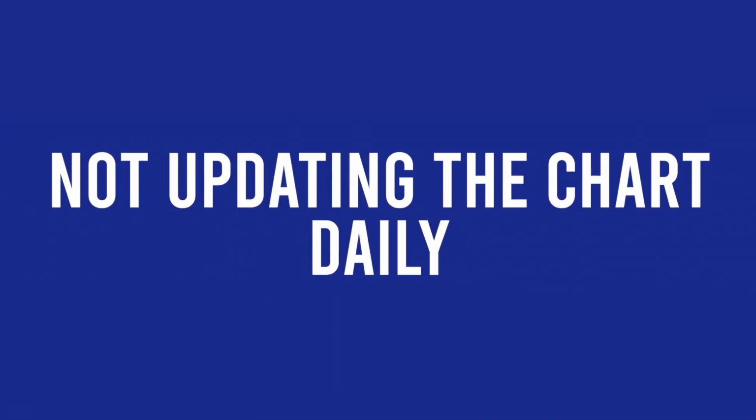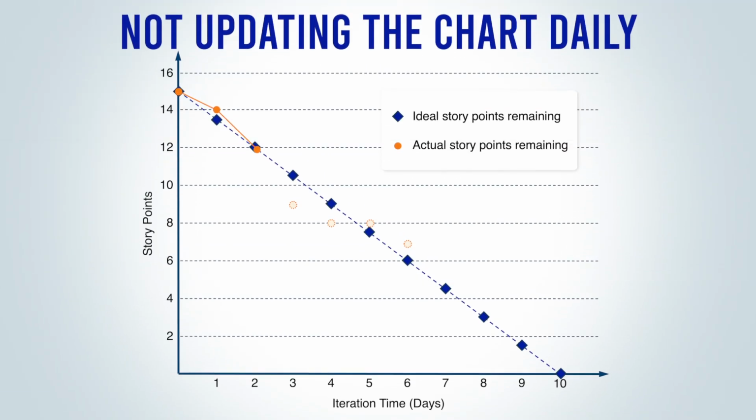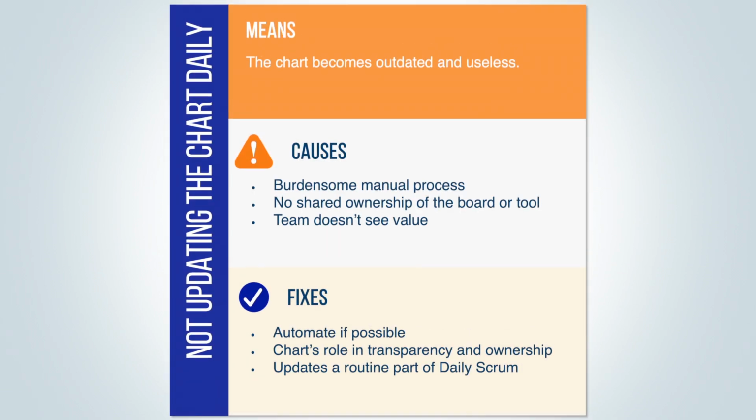Number 6, not updating the chart daily. If this happens, the chart will quickly become outdated and useless. This can happen if the manual task of updating the chart becomes burdensome, or if nobody takes responsibility to do it, particularly if a Scrum Master is away and no one on the team takes on the task. This will happen if there is no shared ownership of the board or the tool in general. But it can also happen if the team sees no value in the burn chart.